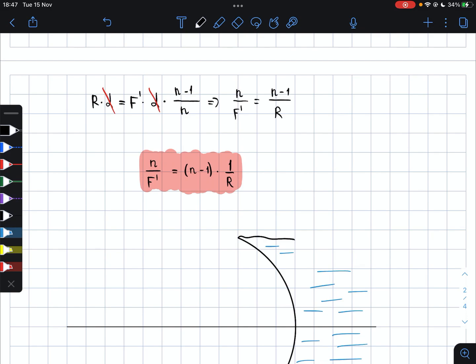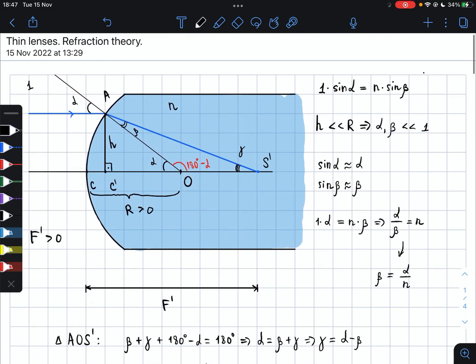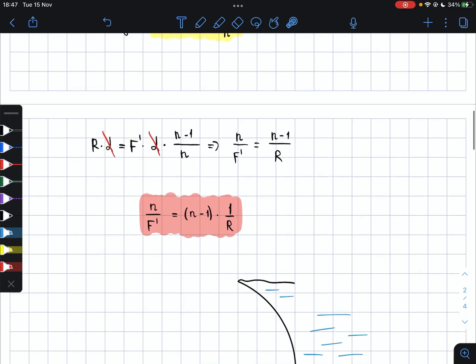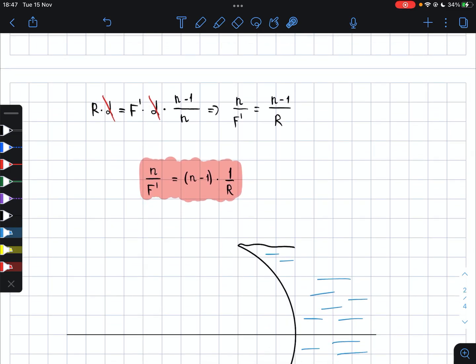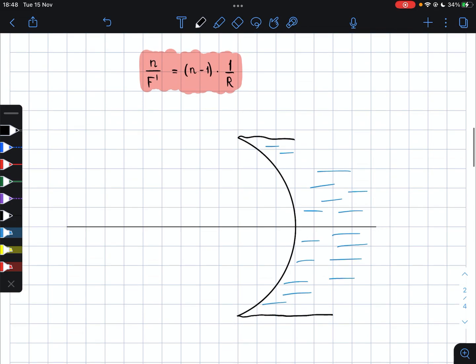What does it mean? It means that our focal point depends only on the index of refraction of the medium and the radius of the curvature. Also, it doesn't depend on this height h. So every ray that is nearly parallel, a paraxial ray, to our optical axis will be focused in one point, and the distance of this point is equal to f1. We got this idea.